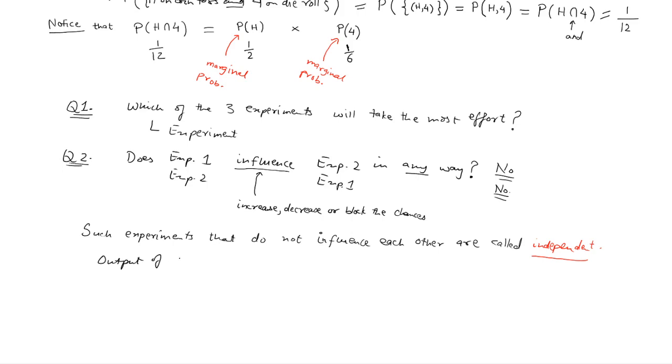Output of the coin toss is independent. That's how you say it. Output of the coin toss is independent of the output of the die roll, and vice versa. The output of the die roll is independent of the output of the coin toss.